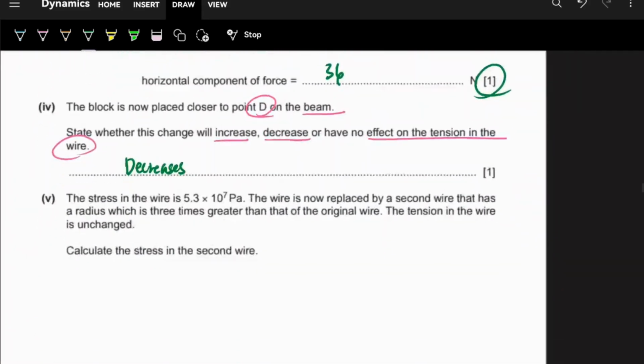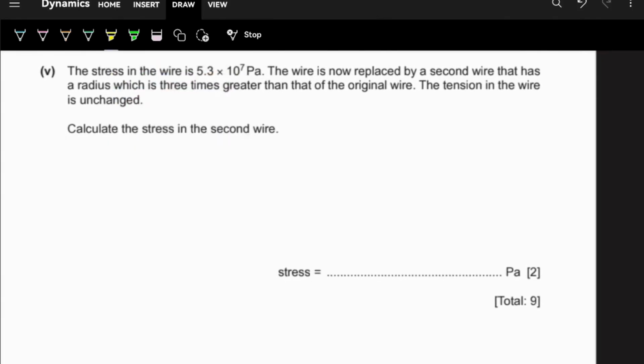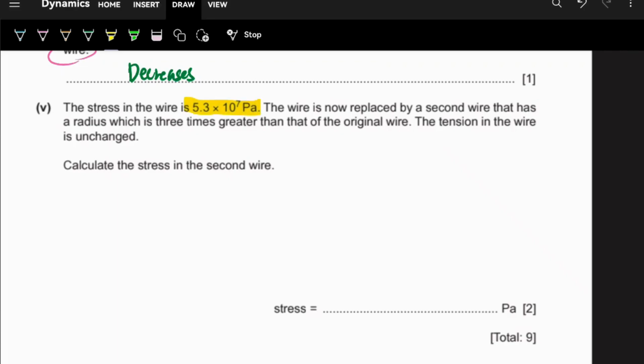Okay. Alright, we're down to the last question. The stress in the wire is 5.3 times 10 to the power 7 Pascal. The wire is now replaced by a second wire that has a radius which is 3 times greater than the original wire. The tension in the wire is unchanged. Calculate the stress in the second wire.